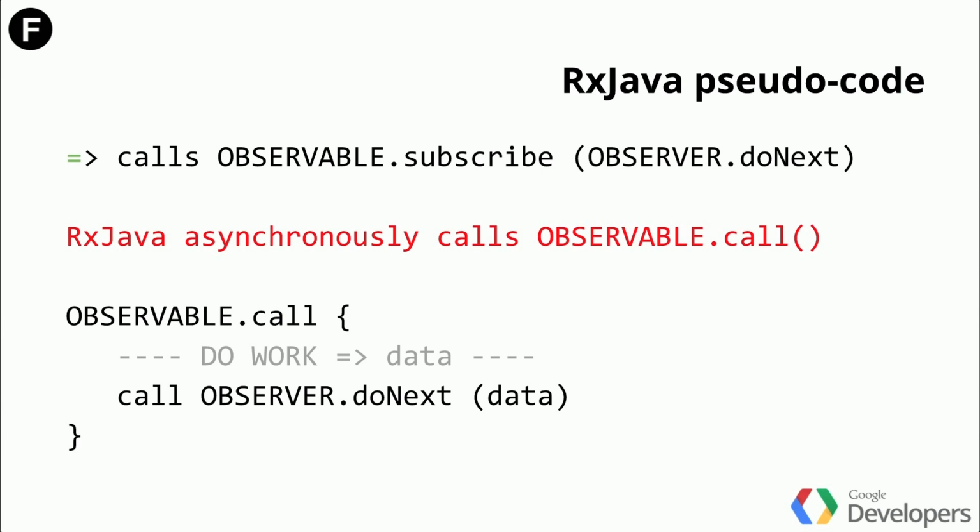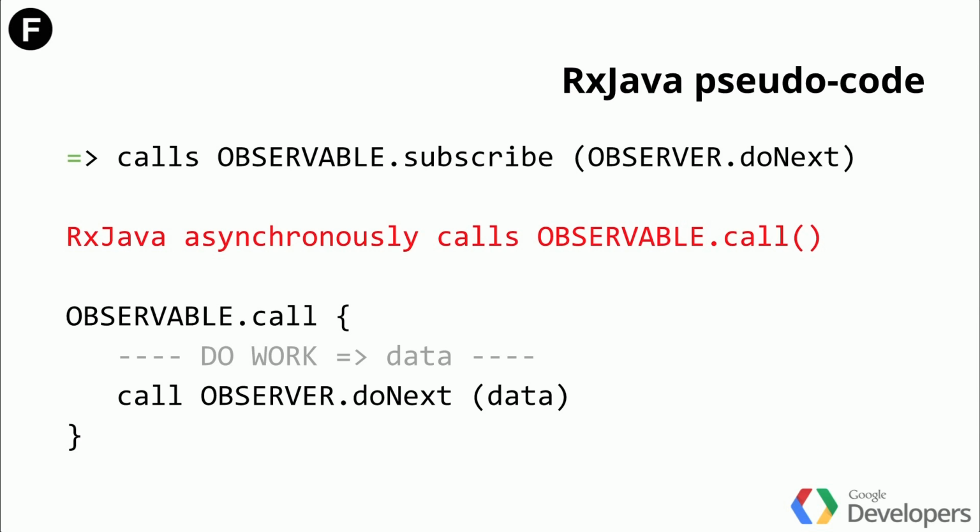So that first line actually launches the asynchronous processing. Yes. You subscribe the observable to an observer, and basically what you do is that you register this do next function, which is a callback. On your observable. That's correct.